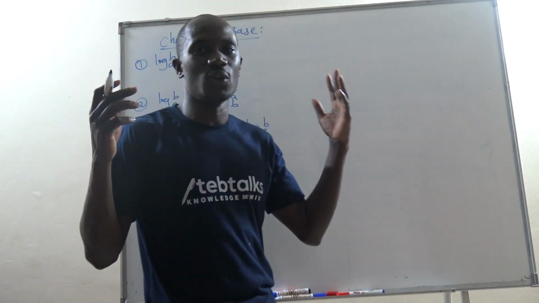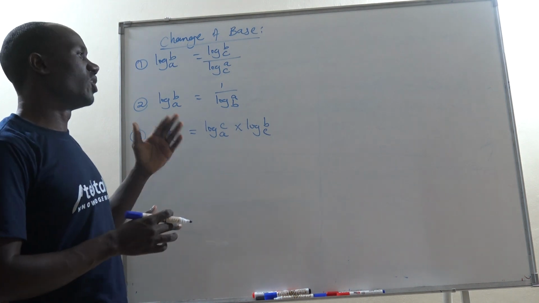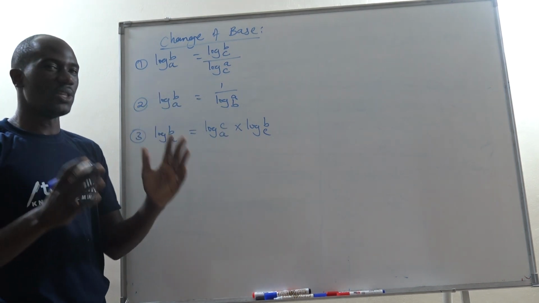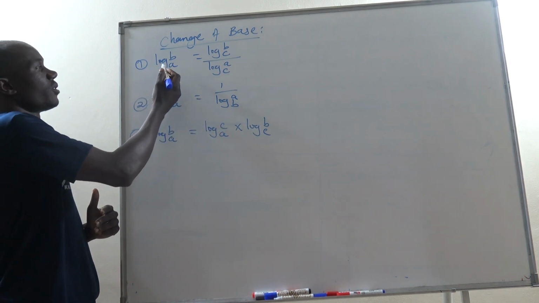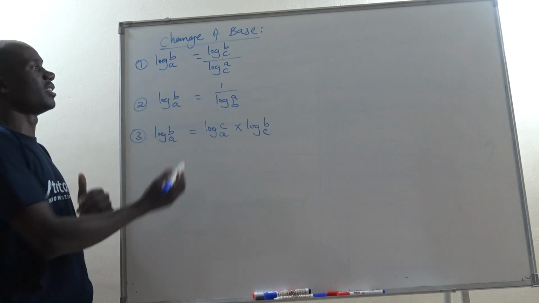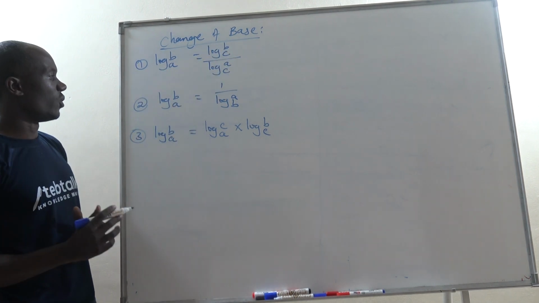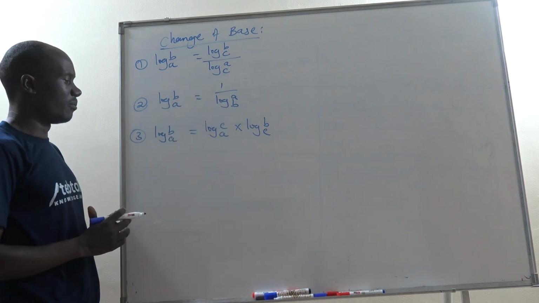So we are now moving on to another item, that is change of the bases of the logarithm. They may give you a base and you want to take it to another base. So these are the scenarios which we do on this. The first one is we have got log of b base a can be put in terms of log of b base c all over log of a base c, or log of b base a is the same as 1 out of log of a base c.